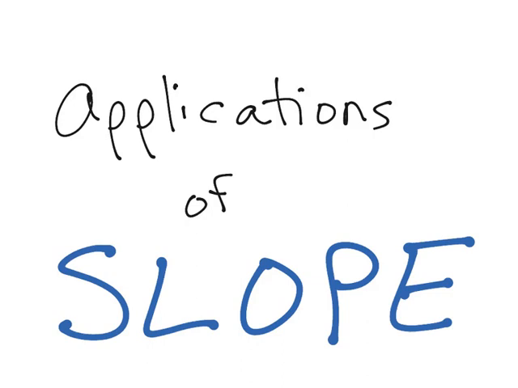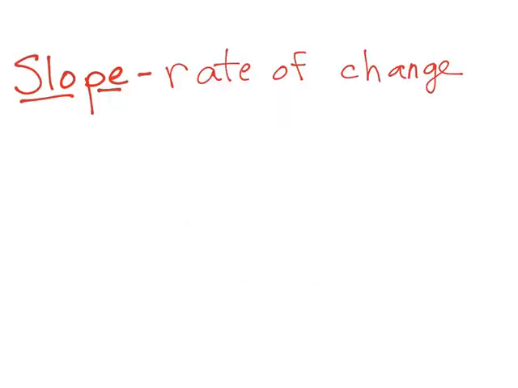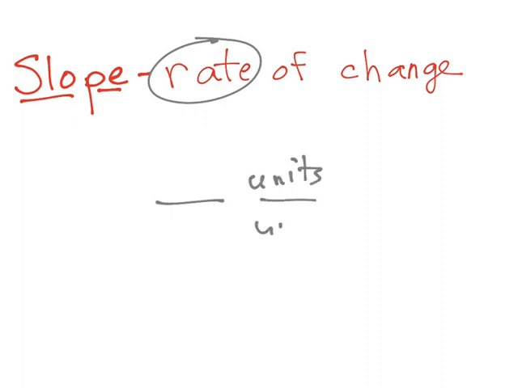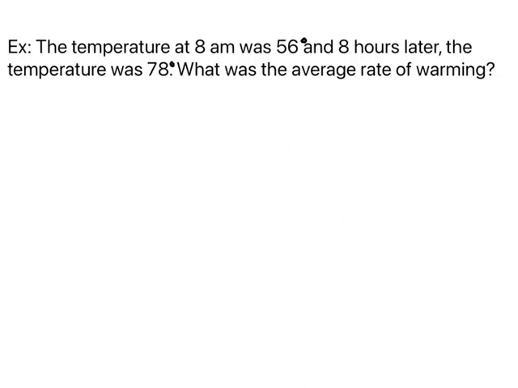Let's talk about some applications of slope. Now, first things first, slope is the rate of change. And when we talk about a rate, we talk about a fraction where the numerator and the denominator have different units. So we're talking about miles per hour, or degrees per hour, or meters per second, any kind of a rate. So let's do a couple of problems here where we talk about the application.